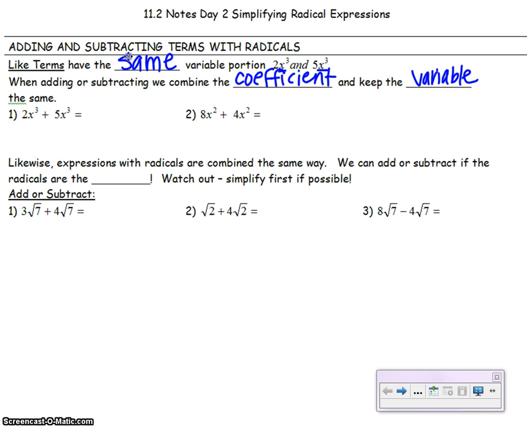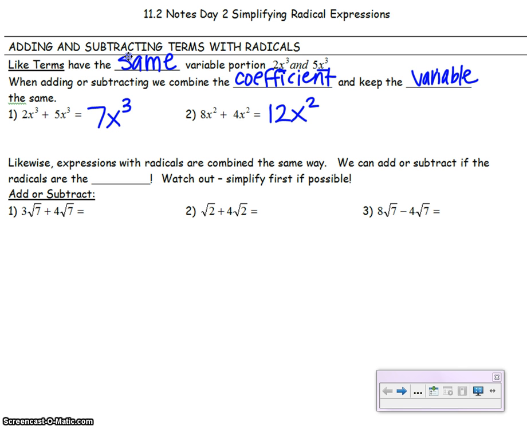So on number 1, when we have 2x to the third plus 5x to the third, 2 plus 5 is 7, so we will have 7x to the third. Likewise on number 2, 8x squared plus 4x squared will just give us 12x to the second. Okay, so now we're going to go ahead and apply what we know about like terms to radicals.